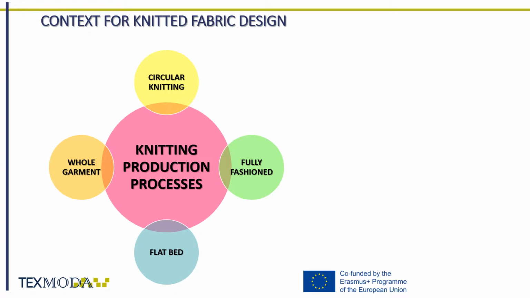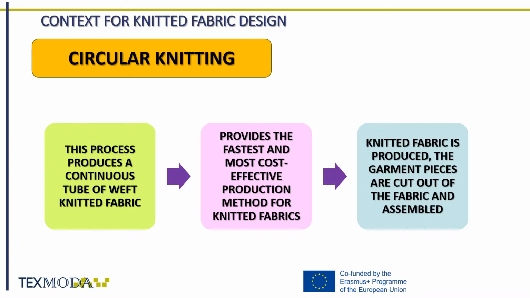Essentially, there are four main processes used in knitted fabric manufacture, which are: number 1, circular knitting; number 2, fully fashioned; number 3, flatbed; number 4, complete garment. Circular knitting. This process produces a continuous tube of weft knitted fabric that can be used as a tube if the diameter is appropriate, or as a fabric for t-shirts, underwear, sweatshirts, or fleece. It provides the fastest and most cost-effective production method for knitted fabrics, and essentially simple structures can be achieved.